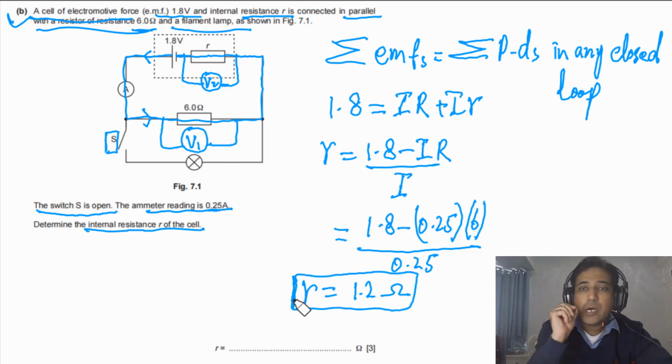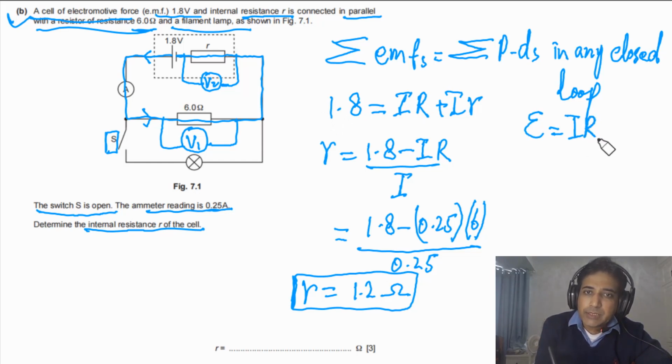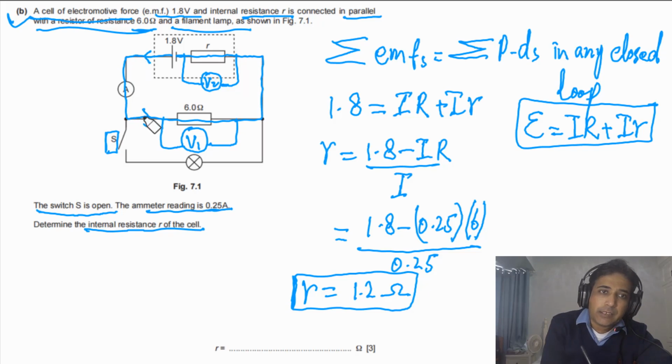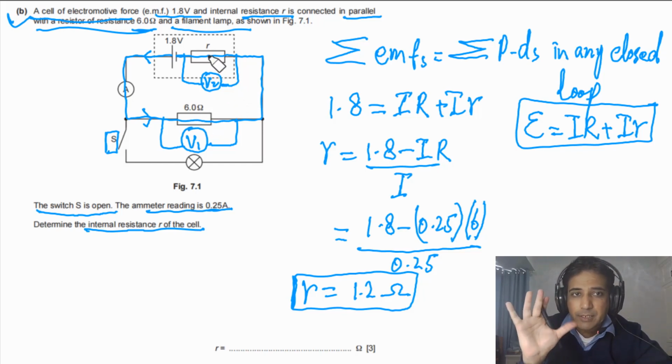So this is how you can answer, and this question is very common in many past papers you will see. So you need to understand that EMF is equal to I times capital R plus I times small r. If we have this circuit, all components are connected in series. So this resistor is connected in series with this. So this is the main idea, and this question is very common in past papers.